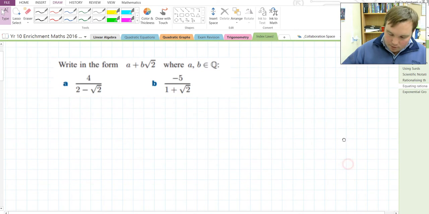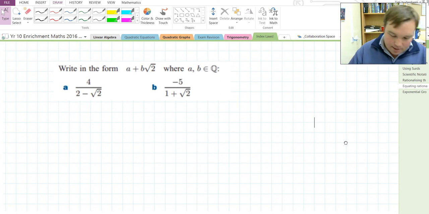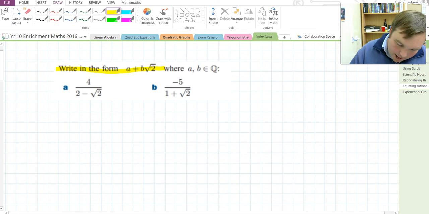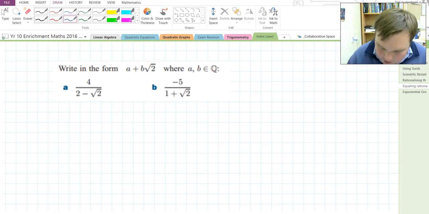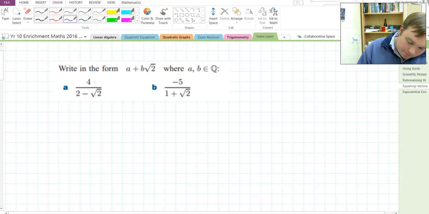So, quite a common question, even though it seems like a strange one to be asked, is: write in the form a plus b root 2, where a and b are, I actually don't know what the Q is, real? Normally we use R for real, but let's pretend they're real. Now, here, clearly we're not in the form a plus b root 2, but a good starting step with these is to rationalize the denominator.